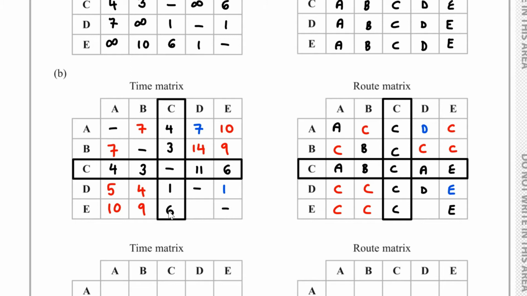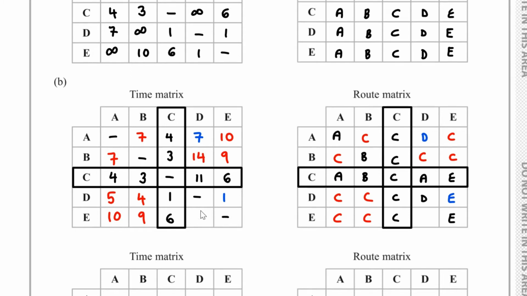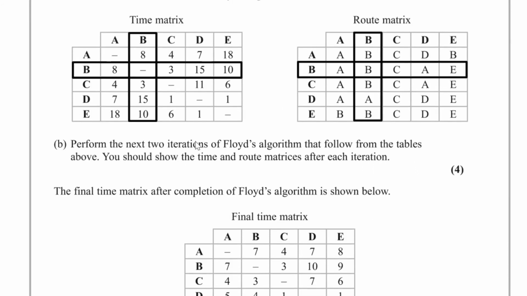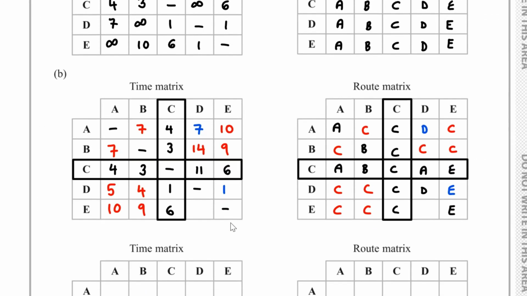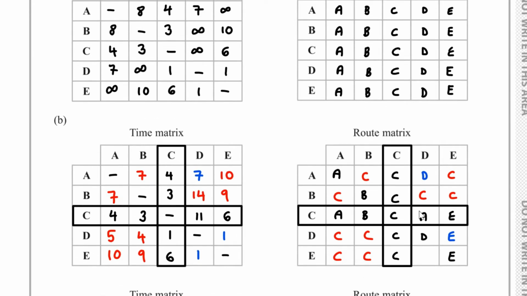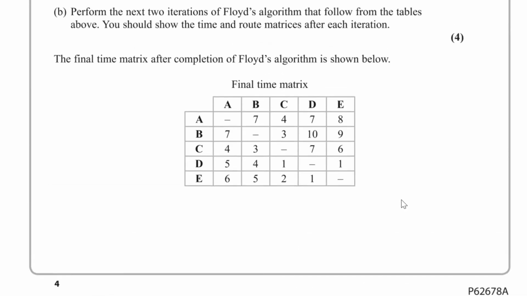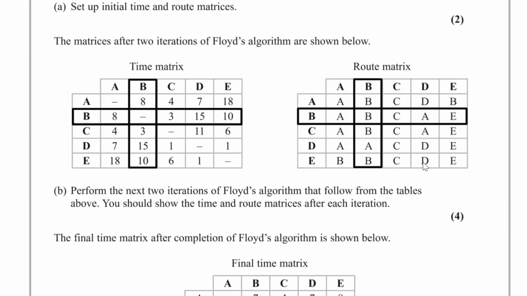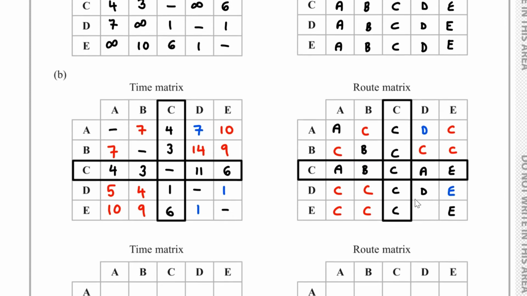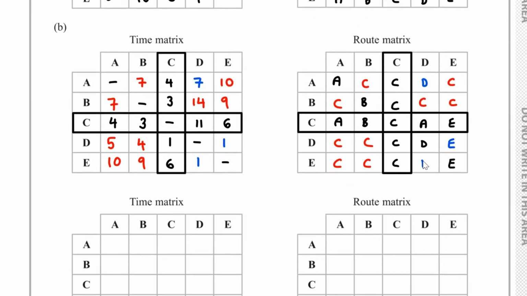And here we compare 6 plus 11, which is 17, with the 1 over here. 1 is smaller, so there's no change. And here we have the D here, showing we have no change.